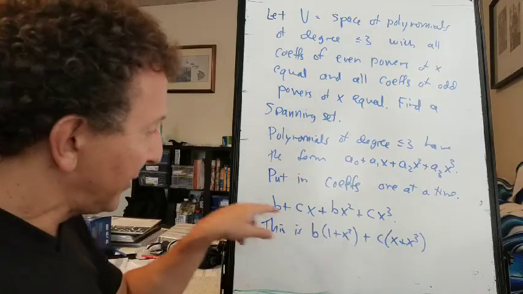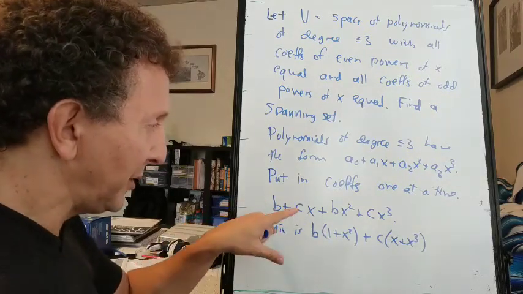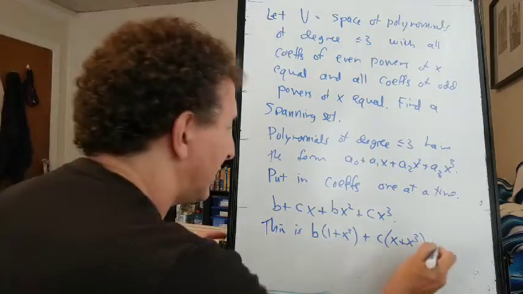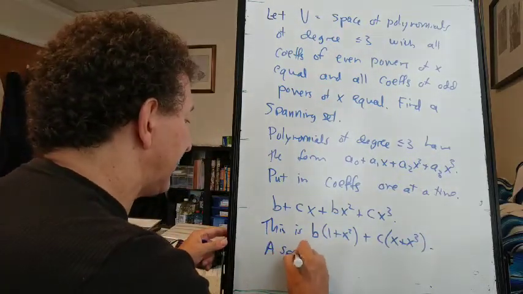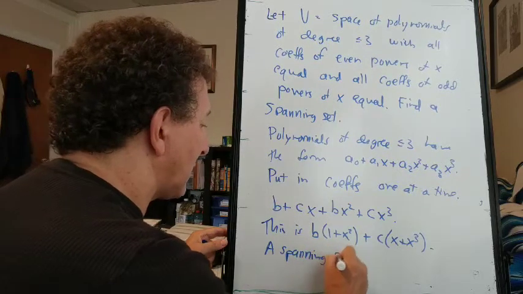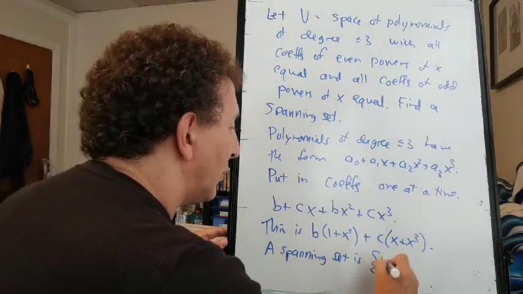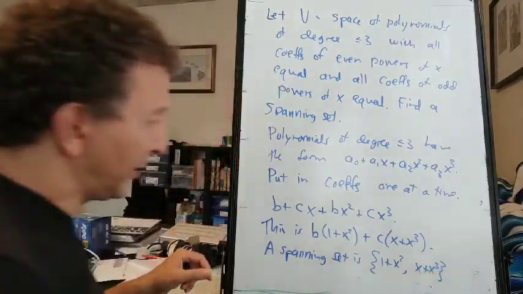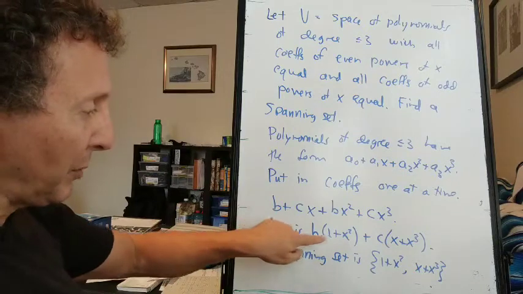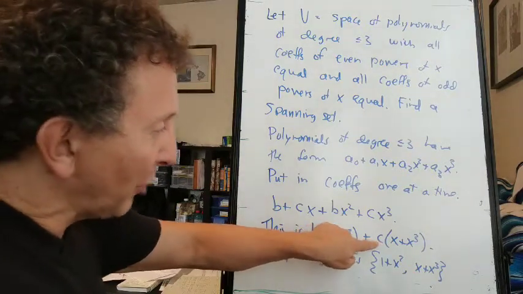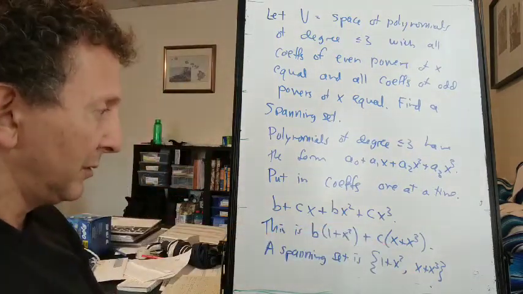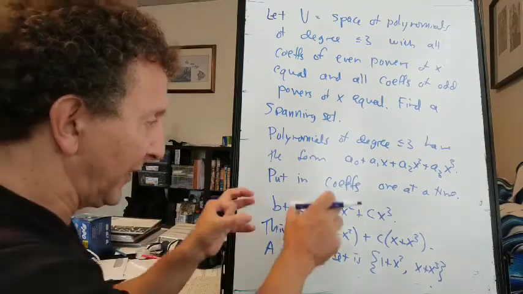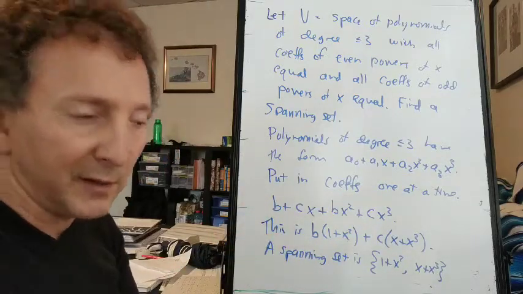And then you think of the coefficients that you put in as linear combination coefficients now. So a spanning set is 1 plus x squared and x plus x cubed, because every element of the space is a multiple of 1 plus x squared plus a multiple of x plus x cubed. These multiples disappear when you write the spanning set. It's what you're taking the multiples of that forms the spanning set.